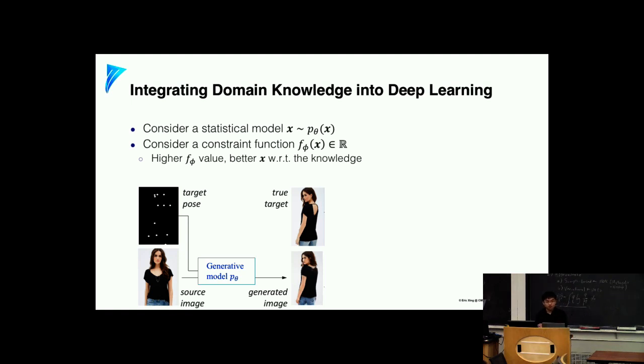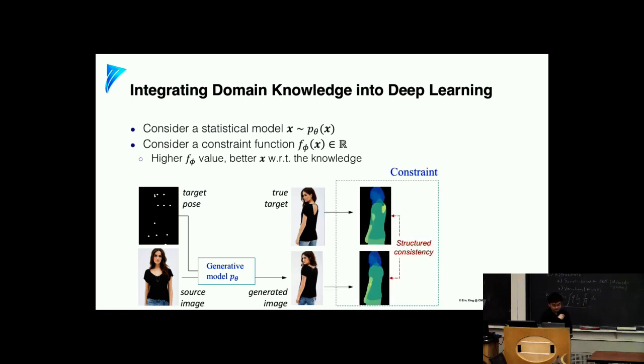But besides this supervision signal, we actually have some domain knowledge about this problem. In particular, we know the human body structure. We know this is the head, these are the arms, this is the body, and the legs. So we can add some structural constraint here. We want the person in the generated image to have the same body structure as in the true image. We can basically impose this structural consistency constraint on this model.